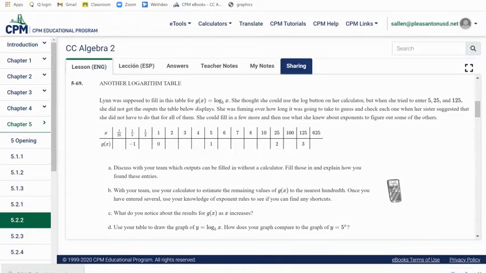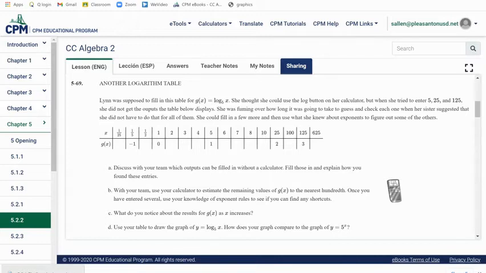And then for part C, what do you notice about the results for g of x as x increases? In other words, is g of x increasing or is it decreasing? And then you are going to draw a graph of the situation.